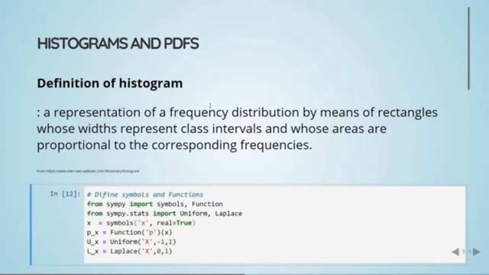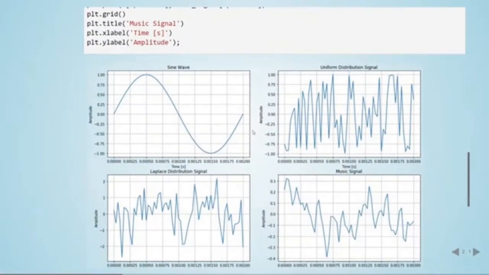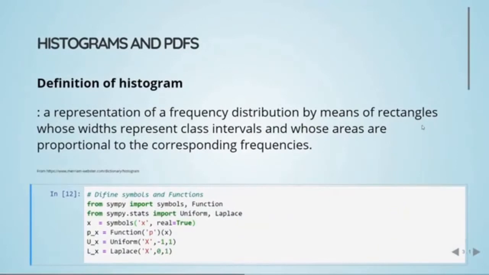A histogram can be defined as a representation of frequency distribution by means of rectangles whose widths represent class intervals and whose areas are proportional to the corresponding frequency. So this is a definition by the Merriam-Webster dictionary. What we mean by that is that, for example, when we look at the sine wave, we have values from -1 to 1. We will divide these values in some intervals that we are going to call bins, and then we will count how many values are inside each bin, and this way we can build a histogram.